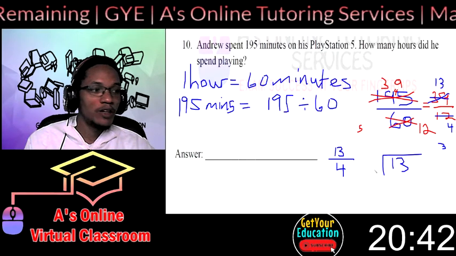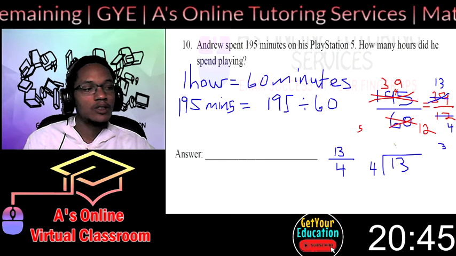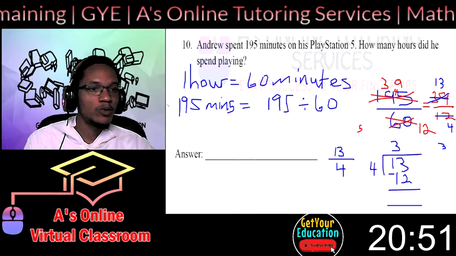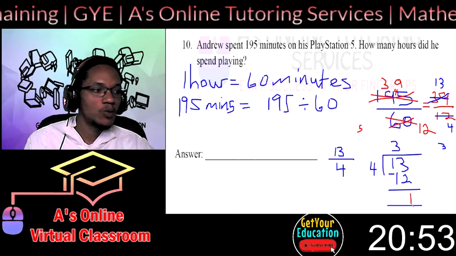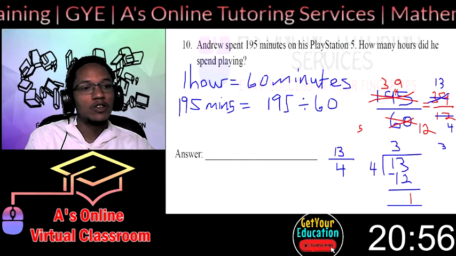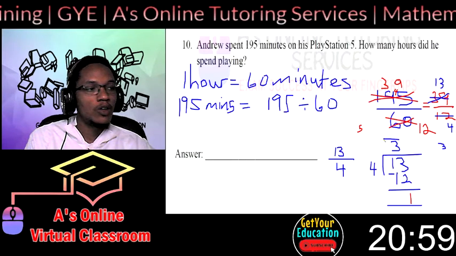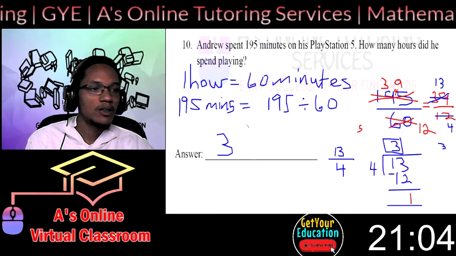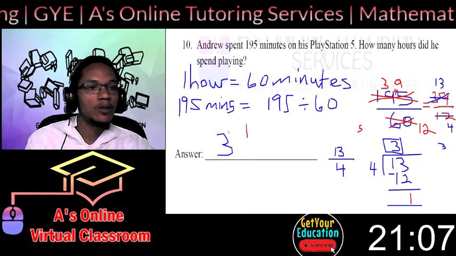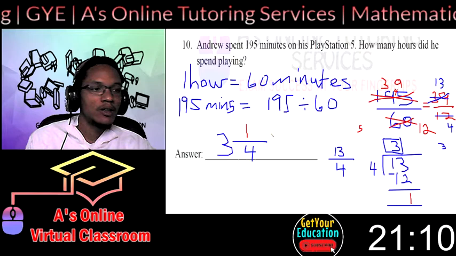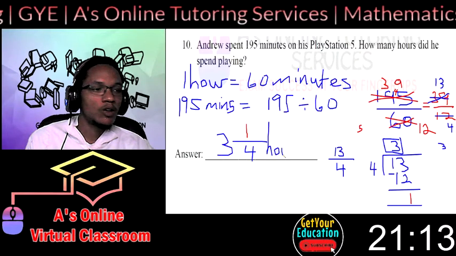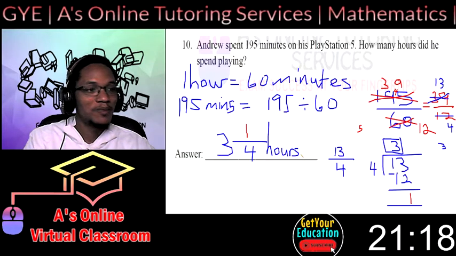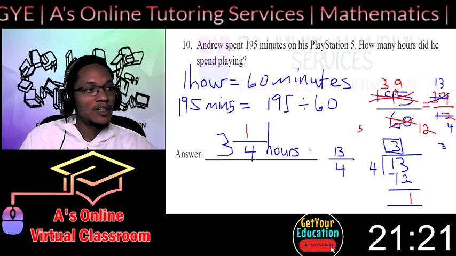13 divided by 4. So we say 4 into 13 is 3. 4 3s are 12. So we subtract to see if we have any remainder, and our remainder is 1. So this is how you write your mixed number. You take the number on top as your whole number, then you take the remainder and you put it over the number you divided by. So Andrew spent 3¼ hours on his PlayStation 5 playing games. I hope he spent some time studying after that.